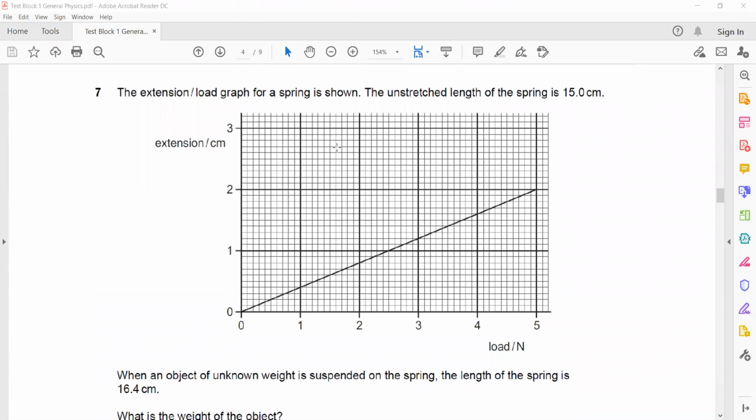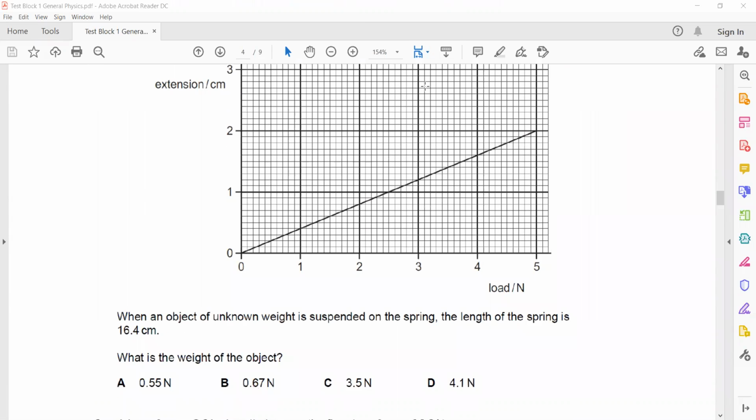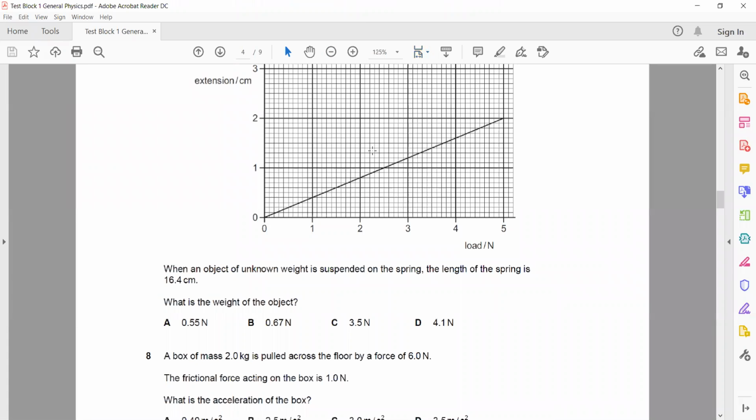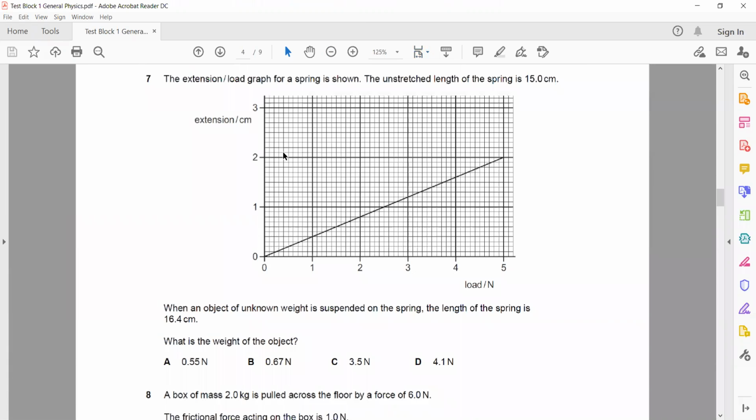The extension load graph for a spring, unstretched length is 15 centimeter. An object of unknown weight is suspended. The length of the spring is 16.4. What is the weight? So how to find the weight? This is the extension graph. First you should know the extension. Now the new length is 16.4. Originally it is 15. So what is the extension, the increase in length? 16.4 minus 15, that's equal to 1.4.